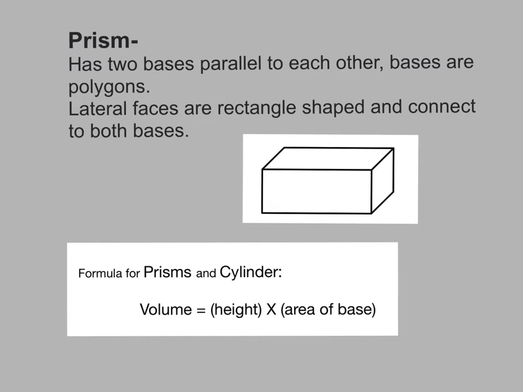Prism. Some characteristics of a prism are that it has two bases that are parallel to each other. The bases are polygons, and their lateral sides are rectangles connected to both bases. The formula for a prism or a cylinder is height times area of base.